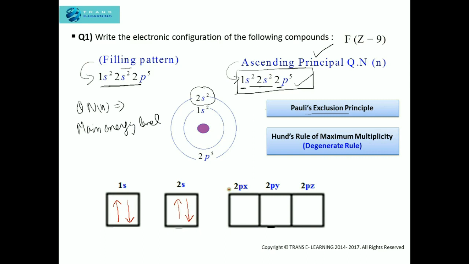Now for orbitals having the same energy, we need to apply Hund's rule of maximum multiplicity, which states that if there are more than 1 orbitals of equal energy, then the electrons will first occupy them singly. In this case we have a total of 5 electrons, so we will fill them singly, that is 1, 2 and 3. After that the pairing will take place, and remember, while pairing we have to follow Pauli's exclusion principle, that is the electrons with opposite spin. So this is the electronic configuration of fluorine as per the electronic distribution.